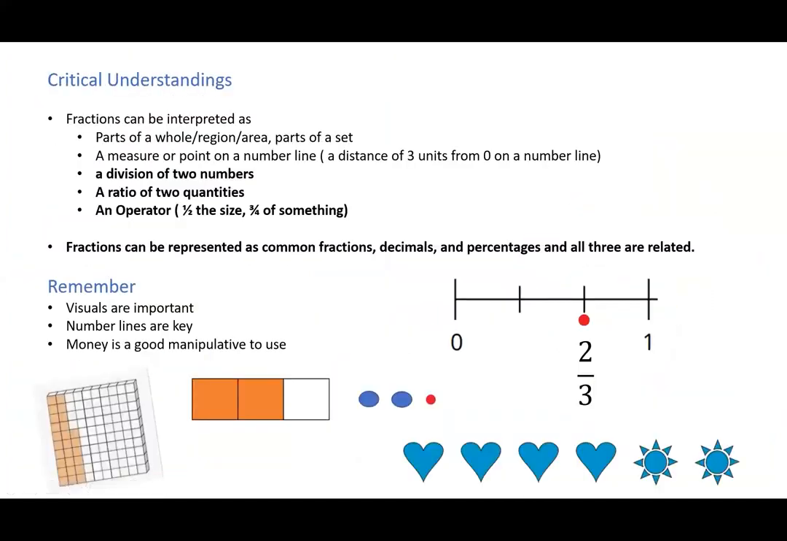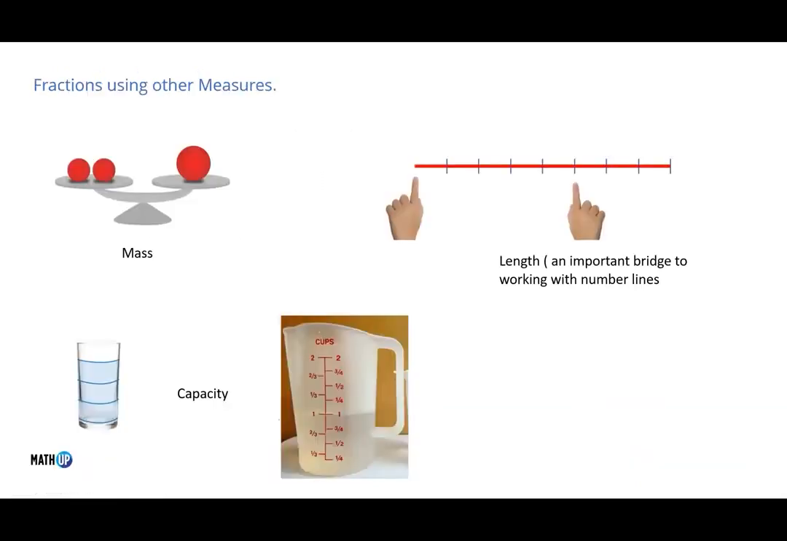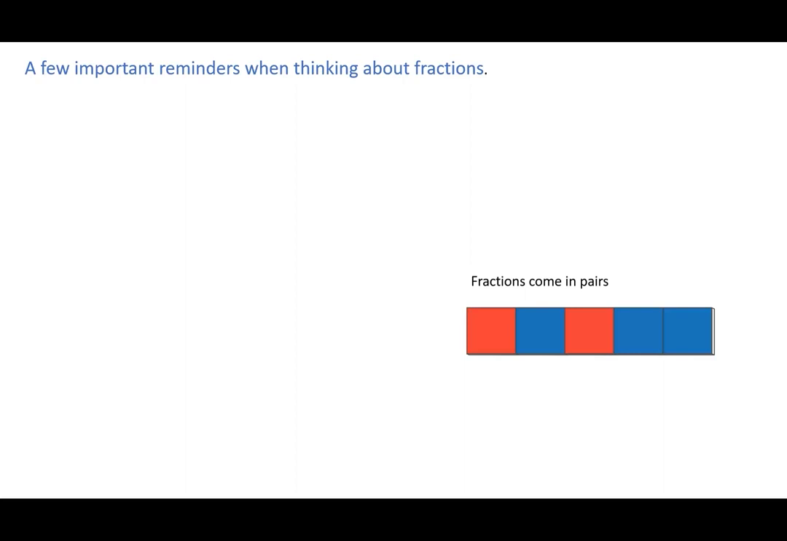And then some critical understandings, but again, it's this notion of the set. That's the part I'm going to say to focus on, because that's the part where students sometimes struggle. So all of these have to do with fractions and prior learnings. These are other kinds of fractions, how we measure. I had mentioned it before: capacity, mass, and distance. Now, this is just a few reminders when thinking about fractions. Just again, fractions come in pairs, and I think I mentioned that.